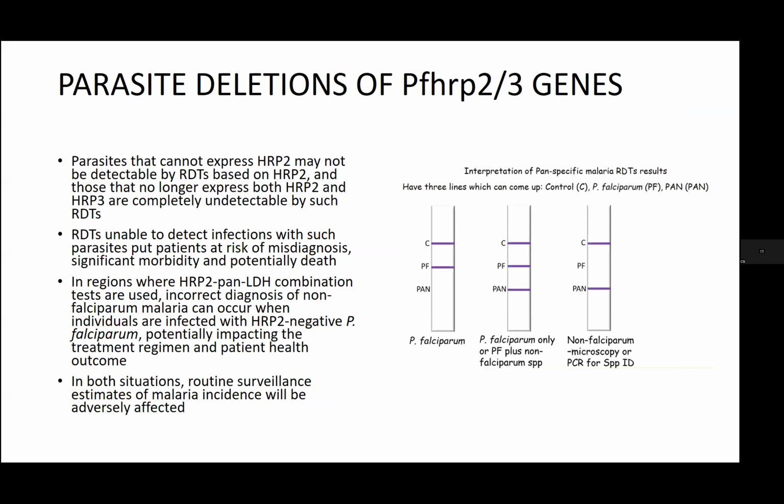And parasites that cannot express HRP2 may not be detectable by RDTs based on this. And those that are no longer able to express both HRP2 and 3 are completely undetectable by such RDTs. So the inability of first-line testing to detect infections with P. falciparum will put patients at risk of misdiagnosis and significant morbidity and potentially death.